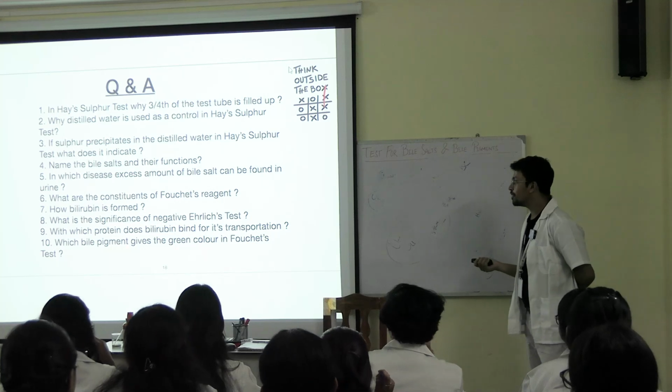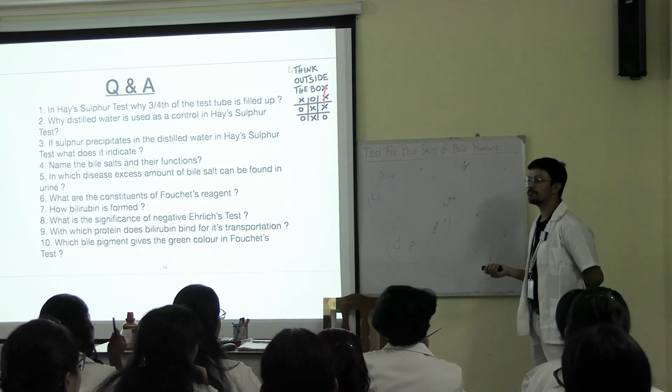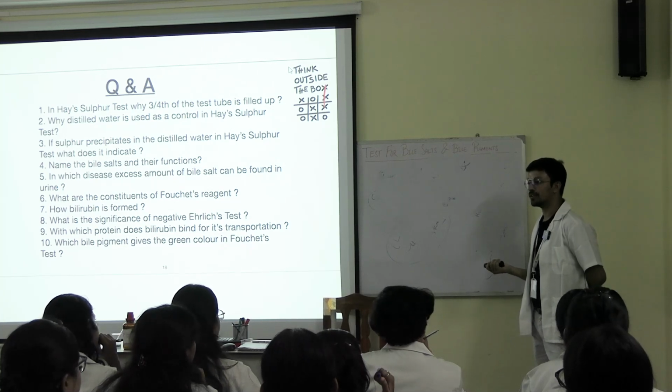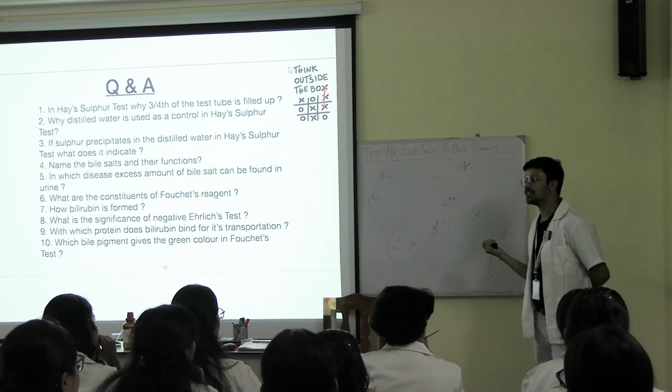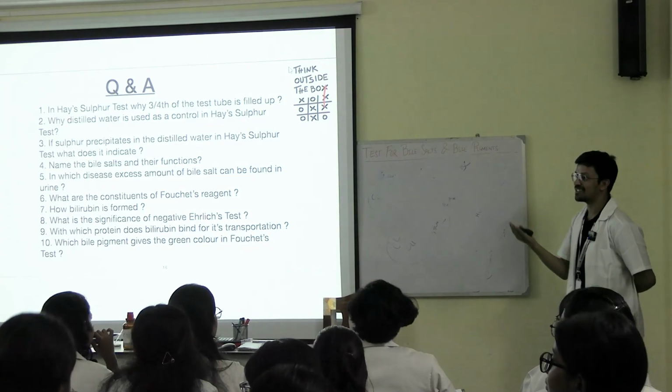Yeah. Now, which bile pigment gives the green color in the Fouchet test? Biliverdin. And it is coming from bilirubin. What is the composition of the Fouchet reagent? Trichloroacetic acid.